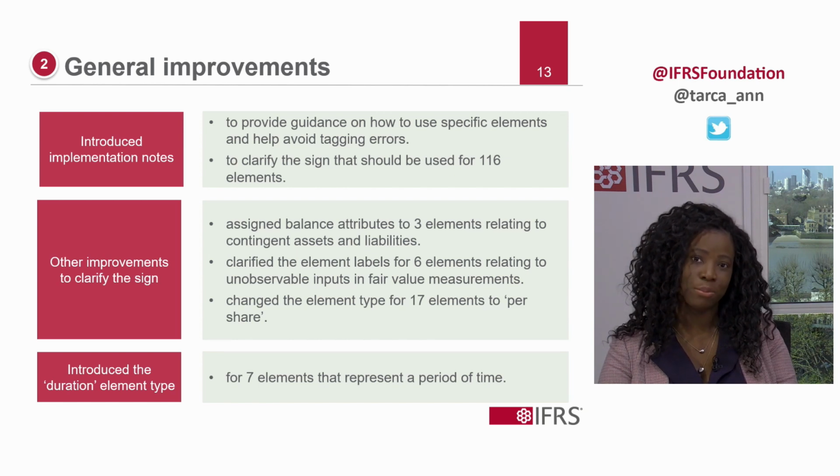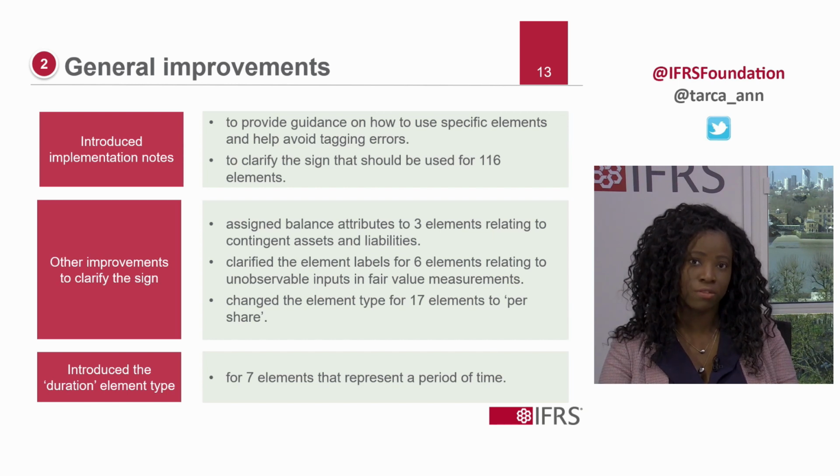The second set of improvements clarified a sign to be reported for certain other elements. This included assigning a debit or credit balance attribute to 3 elements, clarifying the element label for 6 elements, and changing the element type to per share for 17 elements.